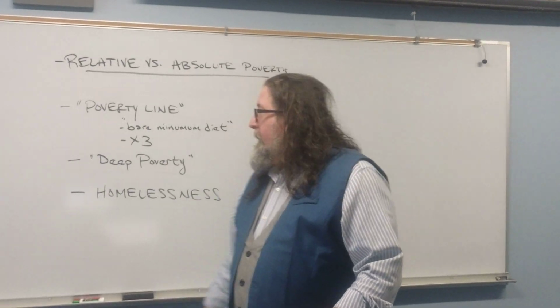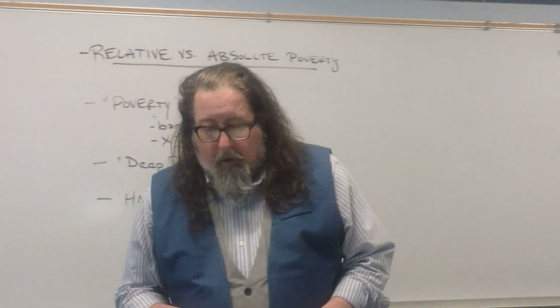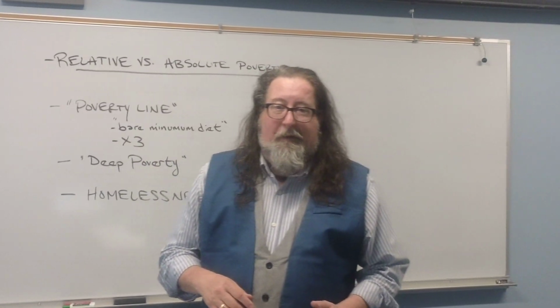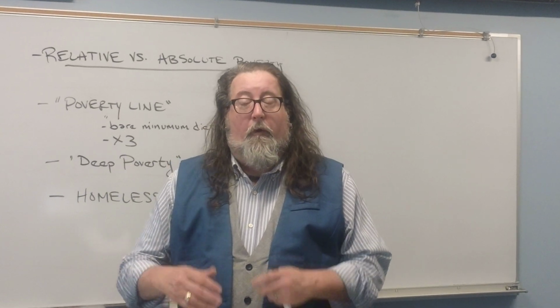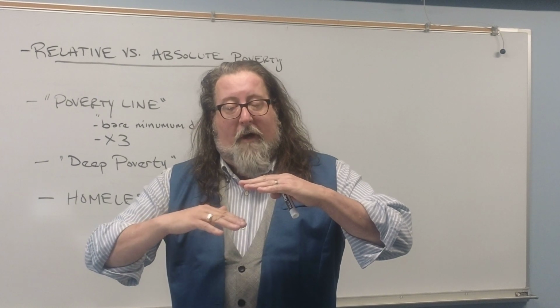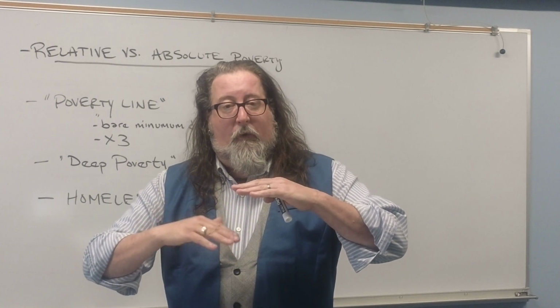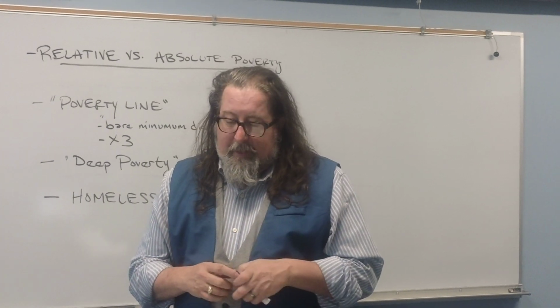And then we can talk about the concept of deep poverty. So we have a poverty line, which is established, and then we could also look at what is called deep poverty. If we have a poverty line and X amount of people live at it, deep poverty is 50% of that. So half of the people who live below the poverty line are considered to be in deep poverty.